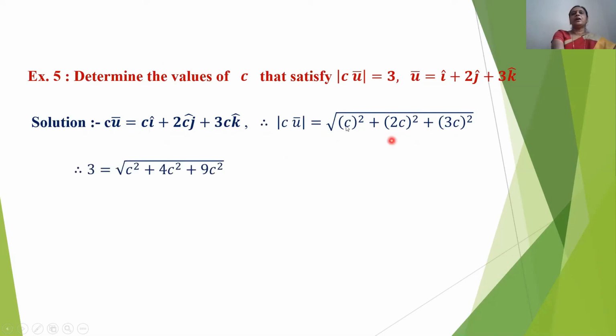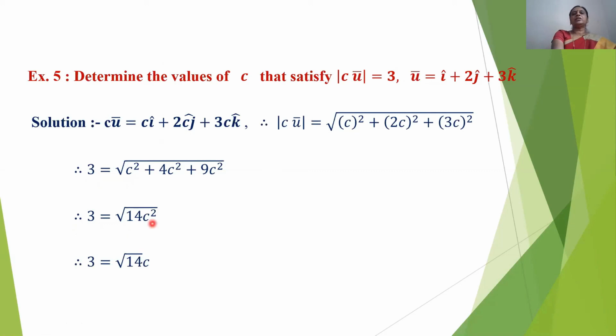Simplify this. After simplification, this will be, in the square root, c square plus 4c square plus 9c square. And the value of mod of cu is given here as 3. You keep that on the right hand side. Now take the addition of these terms, then this will be equal to 3 is equal to the square root of 14c square.